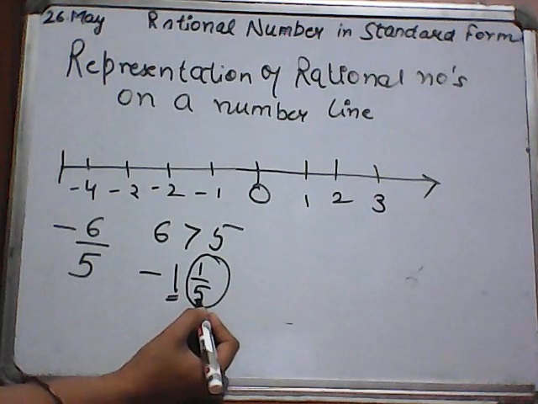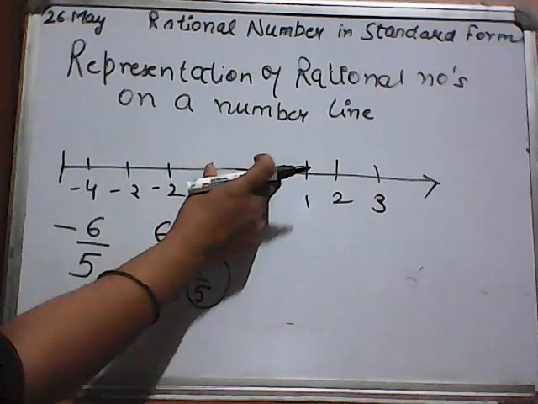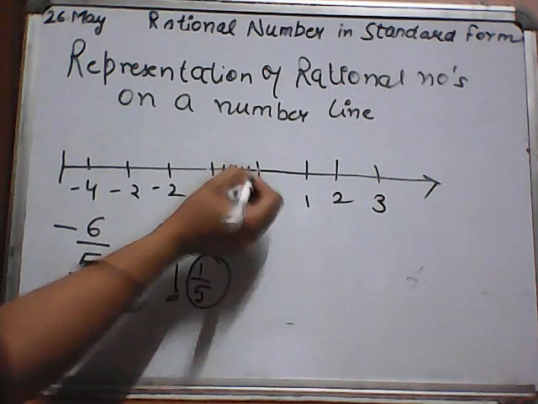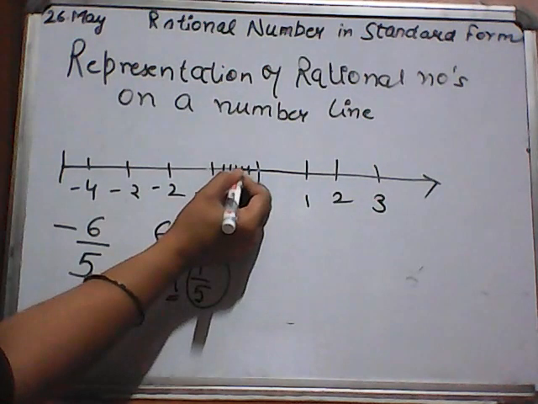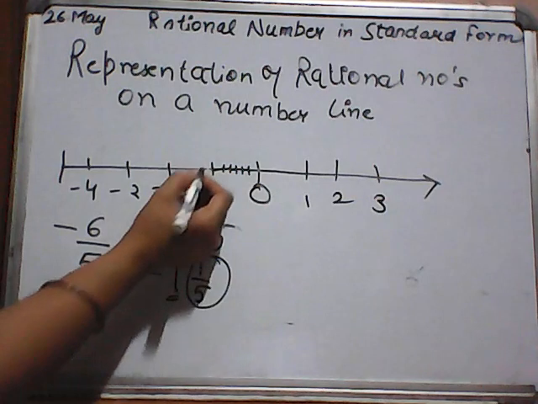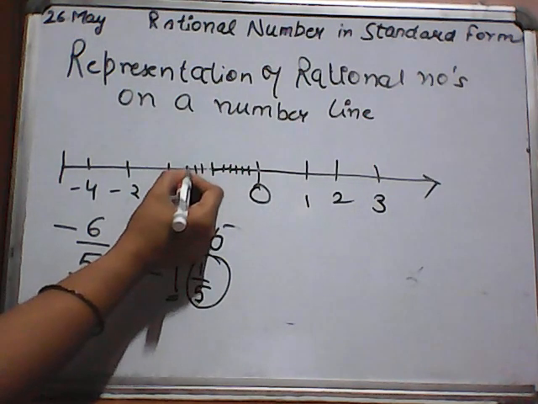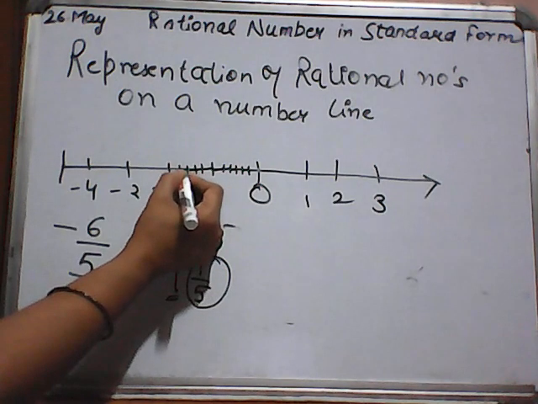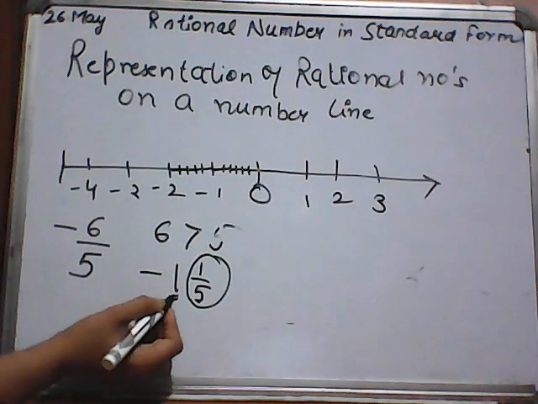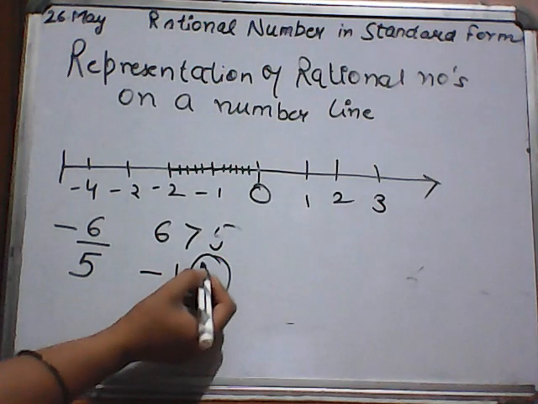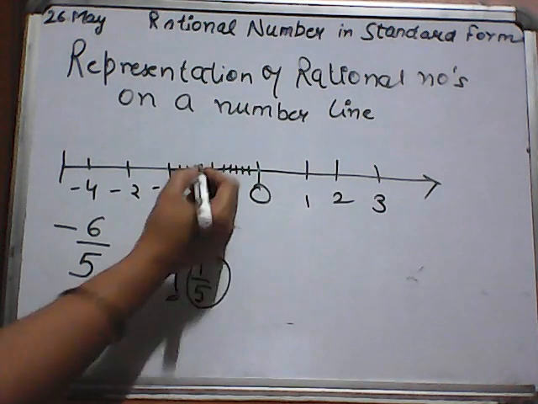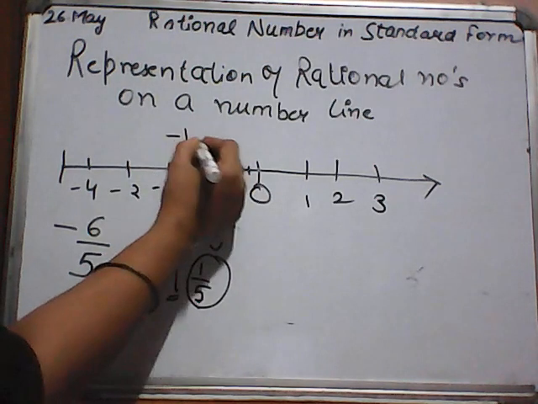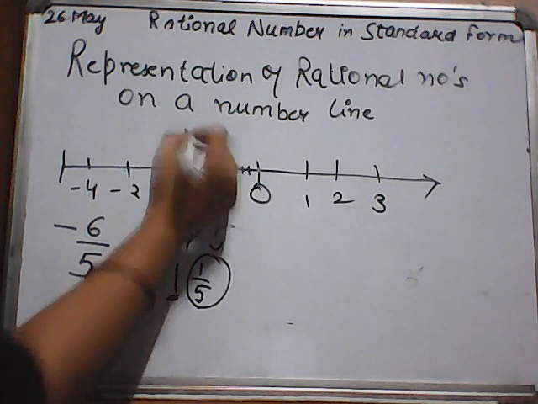So divide each integer into 5 equal parts: 1, 2, 3, 4, 5. One part, two parts, three parts, 4, 5. It is one full part and next is one part out of 5 equal parts. It is minus 1 and minus 1 by 5.